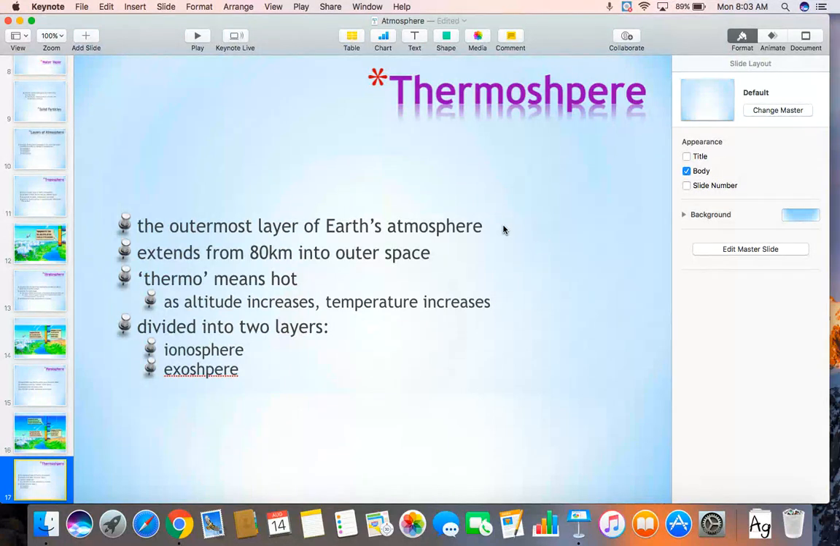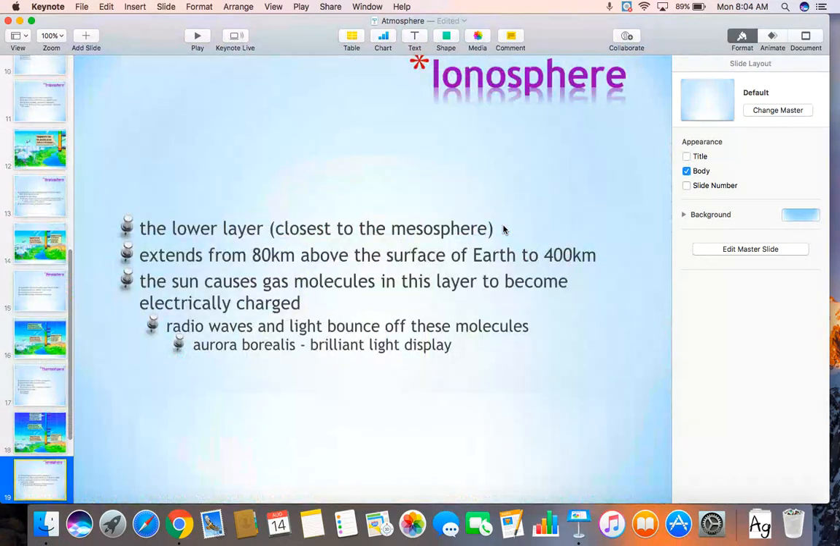Now thermosphere. This is the biggest layer of them all, and it's divided into 2 parts. Thermo, of course, means hot, right? So it extends from 80 kilometers into outer space, divided into 2 layers, ionosphere, exosphere. Now, let's get into what those actually mean. Ionosphere, this is the lowest layer next to the mesosphere of the thermosphere, extends from 80 kilometers above the surface of Earth to 400 kilometers.